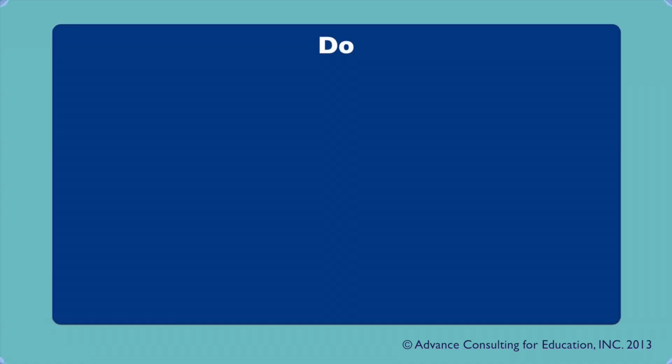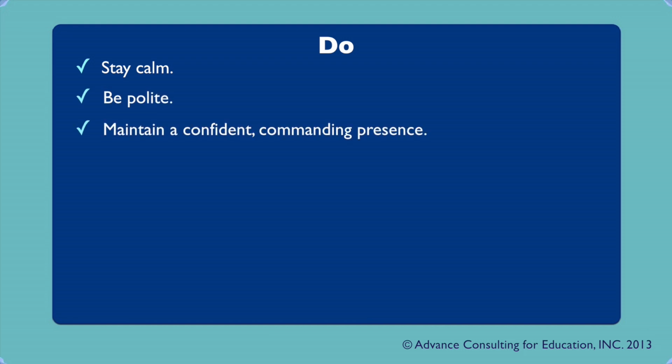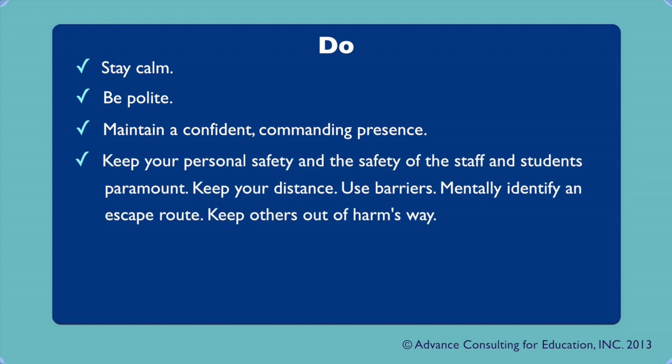Here are the things you should do. Stay calm, be polite, maintain a confident and commanding presence, keep your personal safety and the safety of the staff and students paramount. Keep your distance, use barriers if the student becomes violent, mentally identify an escape route, and keep others out of harm's way.